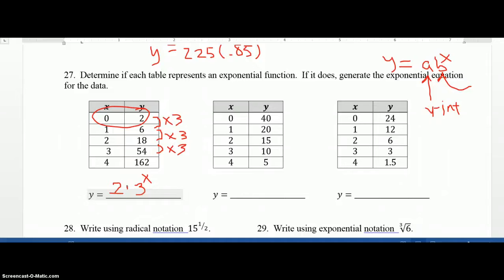All right, so how do we get from 40 to 20? You would multiply by a half. From 15 to 20 is not a half. Okay? So if this is not the same as this, then this is not exponential.